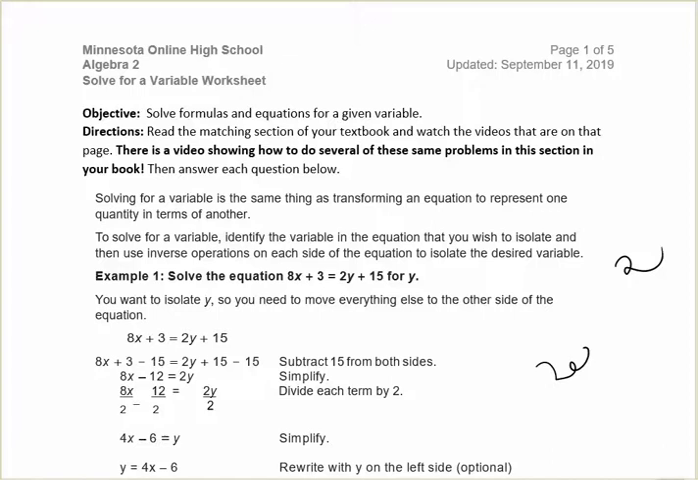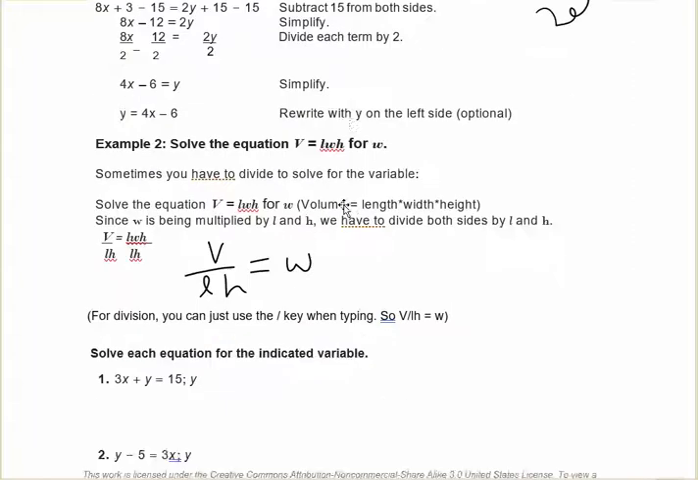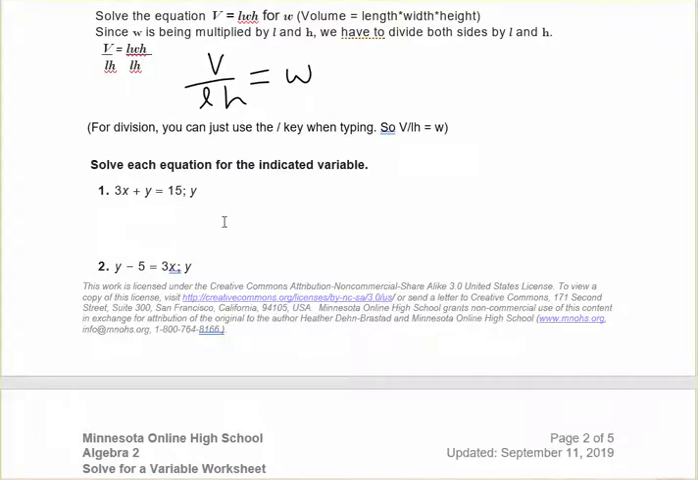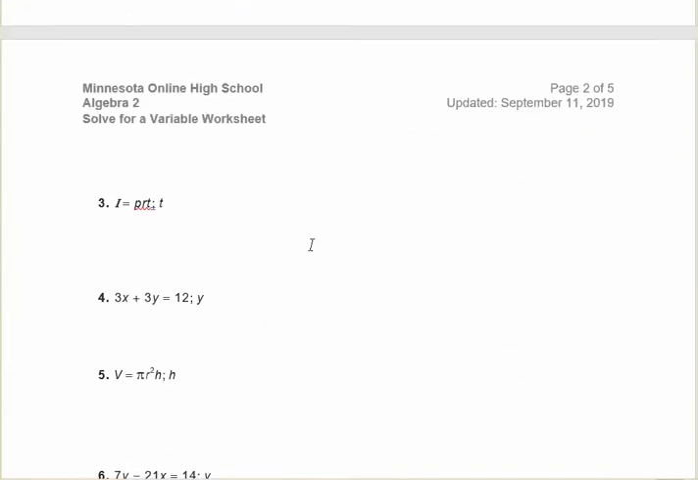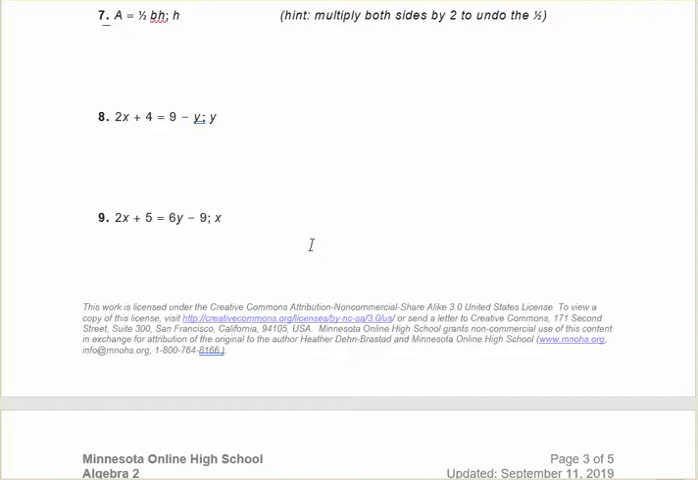This is Ms. DB, and in this video I want to go over a few problems from the Solve for a Variable worksheet. Now there's already a video in your lesson about the first part of the worksheet, which is solving equations for a variable. So be sure you watch that video. I do several of these problems in that video and explain how to do them.